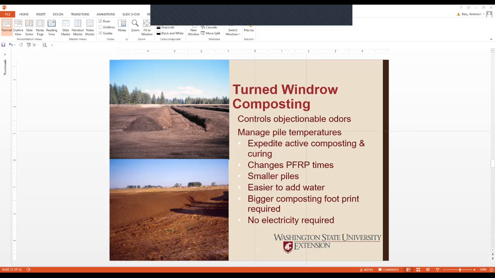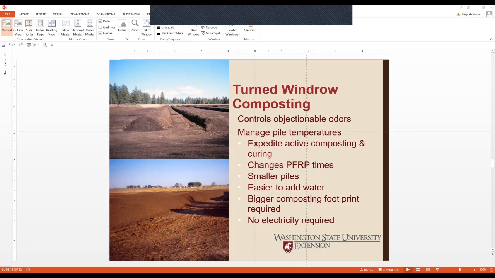So with turned windrow piles, you can control objectionable odors and manage pile temperatures by turning them, or adding water, or not adding water. It changes the PFRP time, which goes to 15 days with 5 turns, or 20 to 25 days in reality by the time you deal with a little temperature drop. These are generally smaller piles. You can see here, these are not very big piles, and they require a bigger footprint.